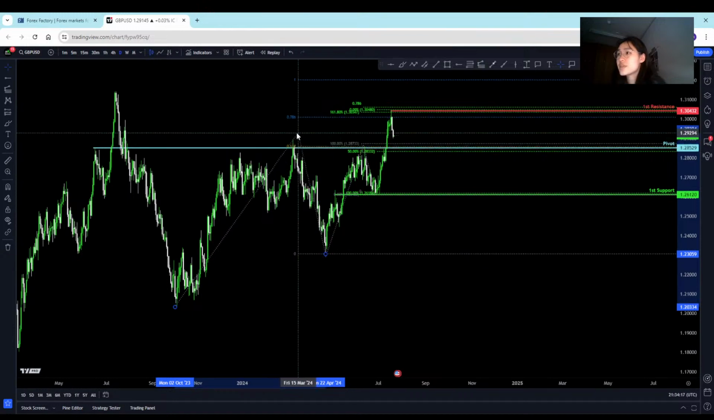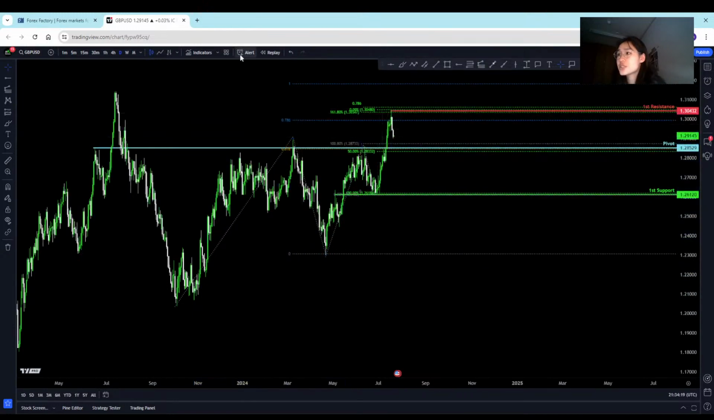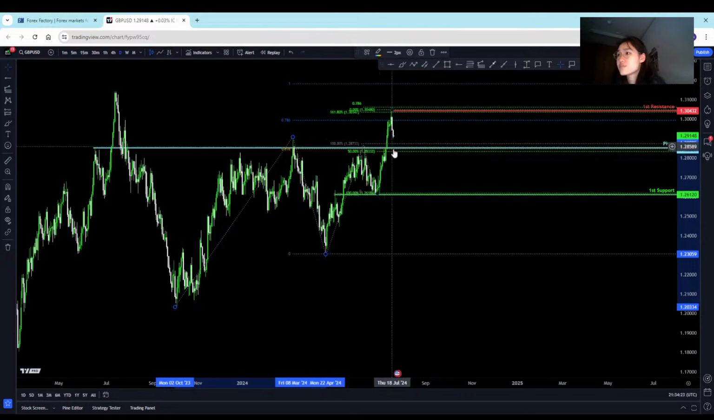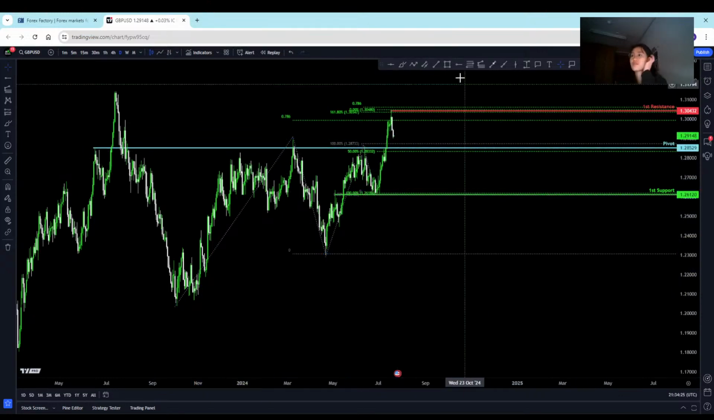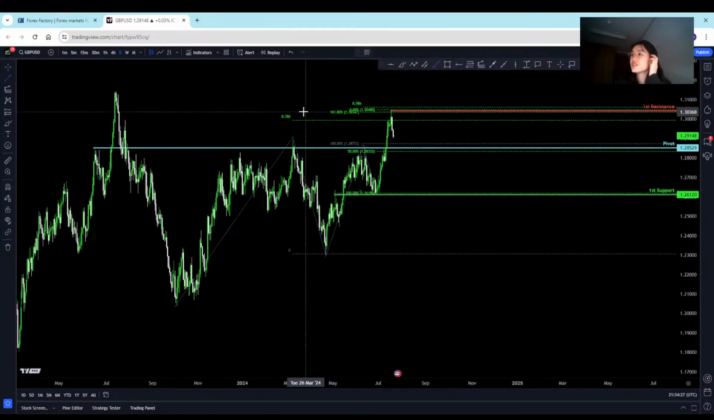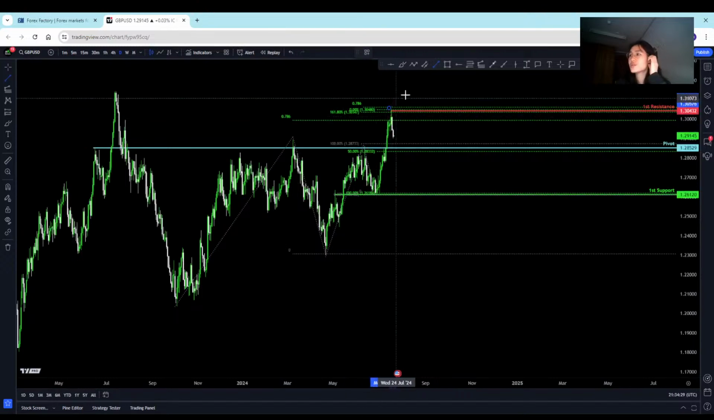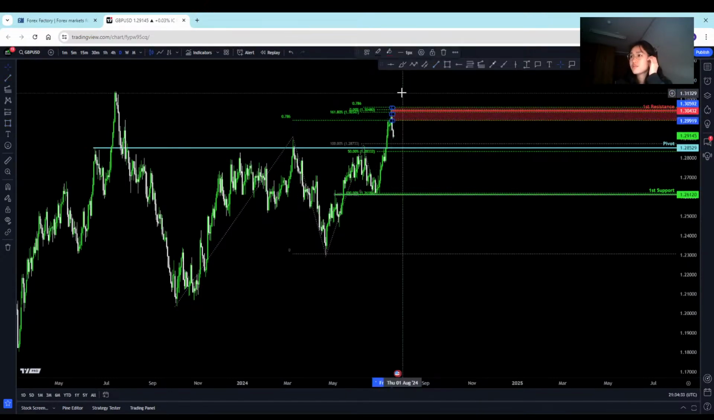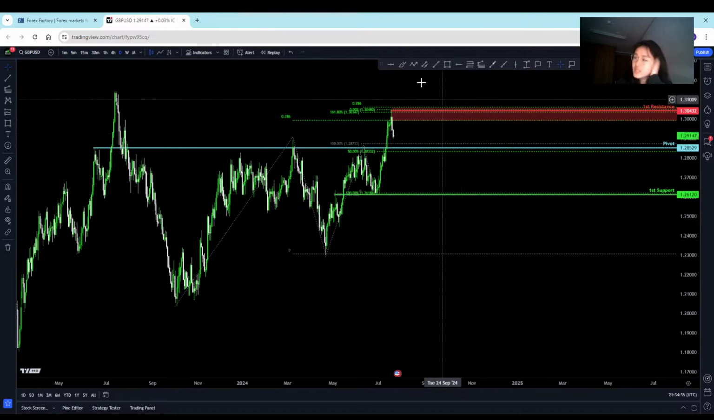My 78.6 projection also lines up. So you can see over here we have this huge confluence area at our first resistance.